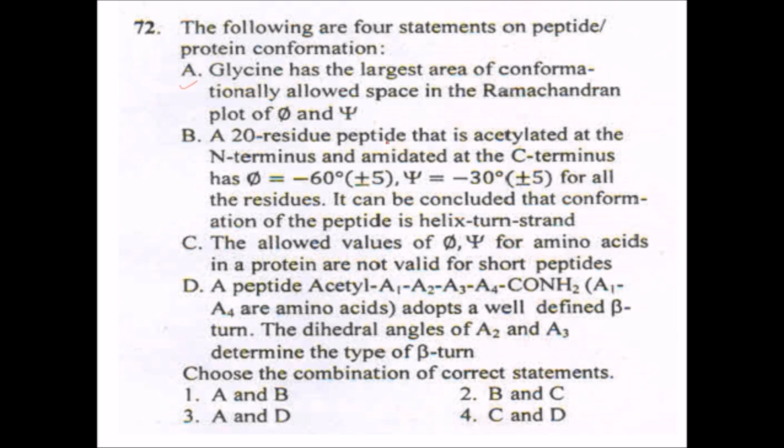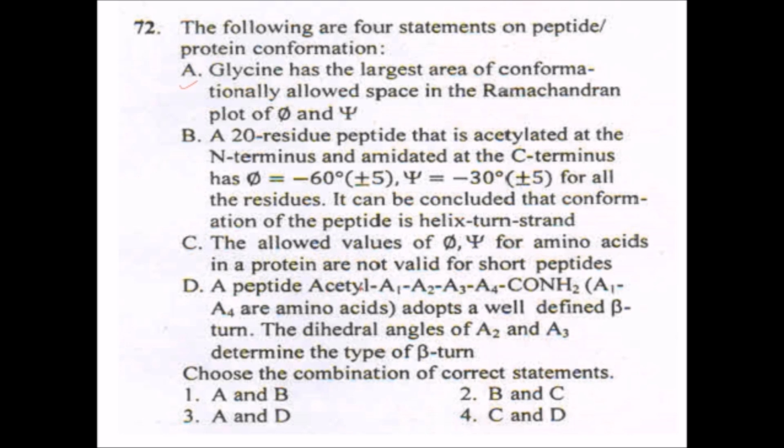Next: a 20 residue peptide that is acylated at the N terminus and amidated at the C terminus has psi minus 60 degree and phi minus 30 degree for all the residues. It can be concluded that the conformation of the peptide is helix turn strand. Actually, helix structure does not lie in this range, so this statement is false. The allowed values of phi and psi for amino acids in a protein are not valid for short peptides. It doesn't matter whatever the size of the peptide, it will be valid for all types of peptide.